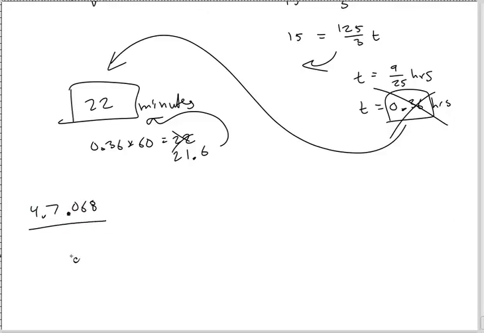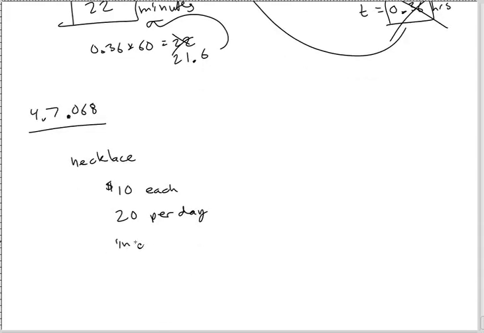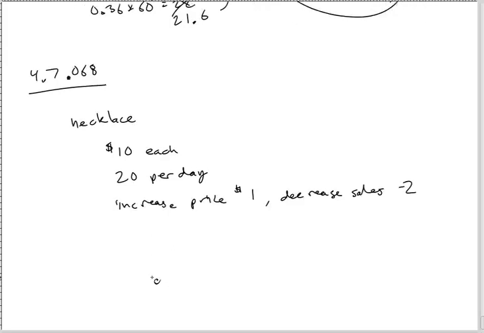It is fun stuff. So this is the necklace problem. It's a classic here. We're selling necklaces for $10 each. Okay. And we sell 20 per day on average. And then you're going to increase the price by $1, but then you decrease sales by 2. So basically a -2 sales. So you go from 20 down to 18. And so that's kind of weird, isn't it?